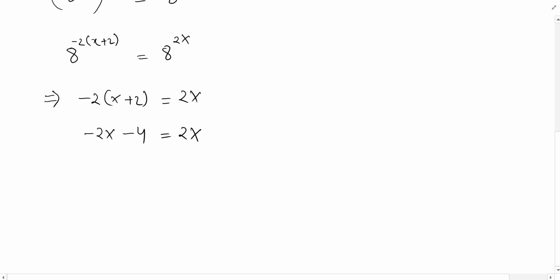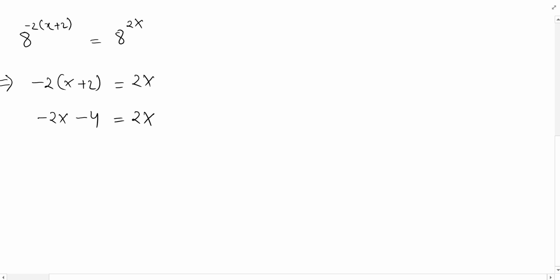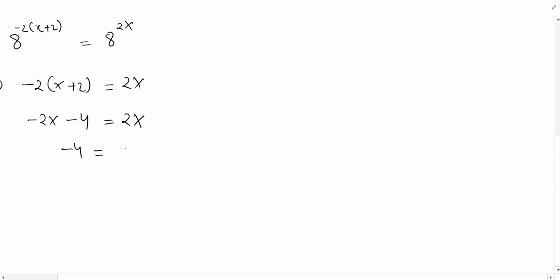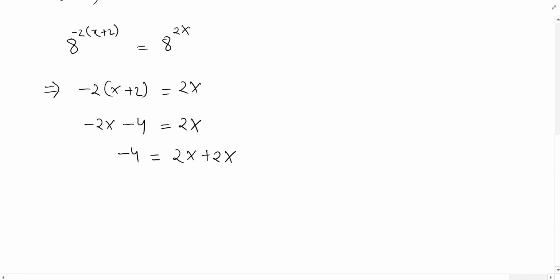That is that. Now the next step is moving the negative 2x to the right hand side. If I move this negative 2x to the right hand side, I'm going to get 2x plus 2x. Good. And the sum of 2x and 2x is going to be 4x. There we have a negative 4.